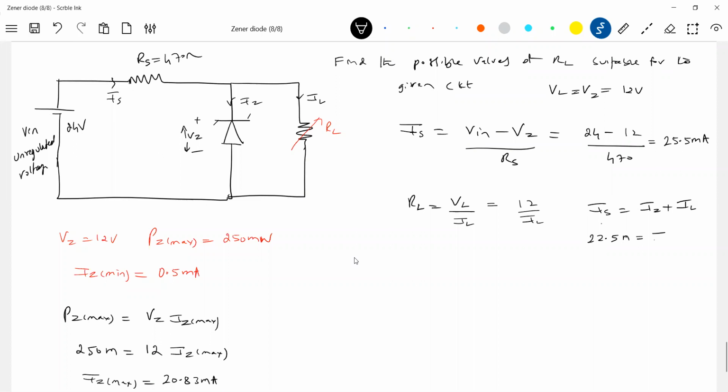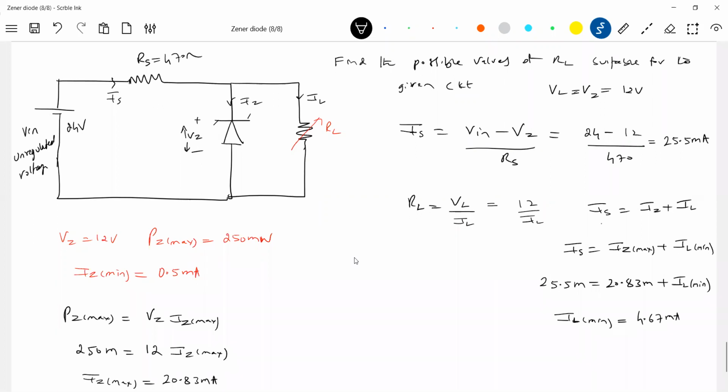So therefore I'll write it as IS is equal to IZ plus IL. So this IS is a fixed value, 20.5 milli, IZ max 20.83 milli plus IL minimum. Value of IL minimum? Anybody? The value of IL minimum is 4.67 milliampere.